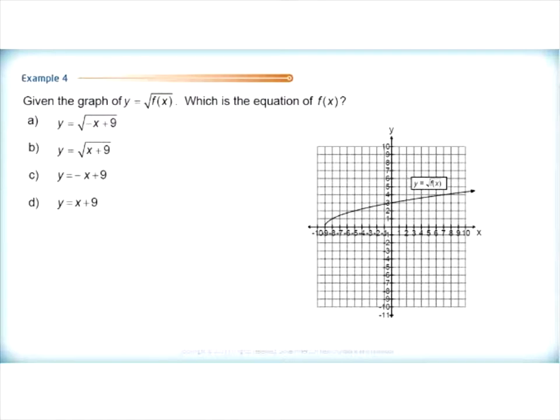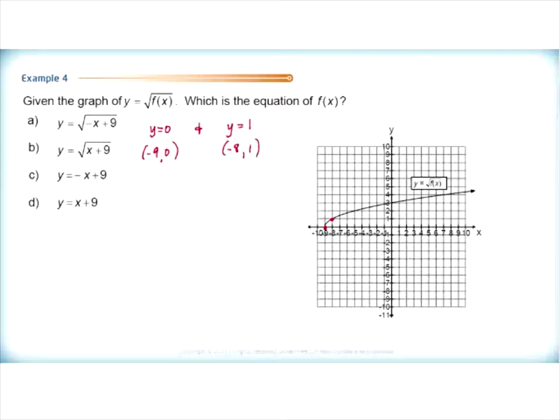In example 4, given the graph of y equals the square root of f of x, what is the equation of f of x, the original function? In order to answer this question, I recommend that you, again, go to your invariant points. The invariant points occur when y is equal to 0 and when y is equal to 1. So the first invariant point that you have is at (-9, 0). The other invariant point that you have is at (-8, 1).